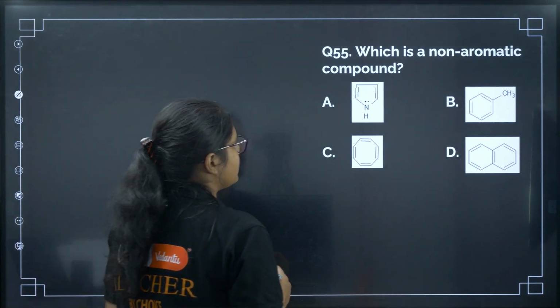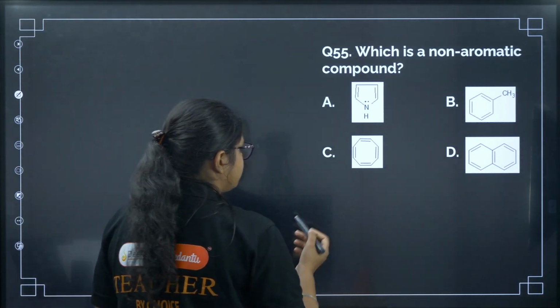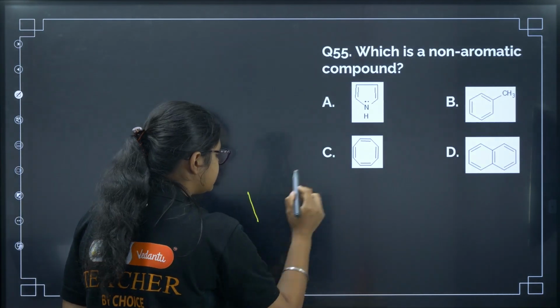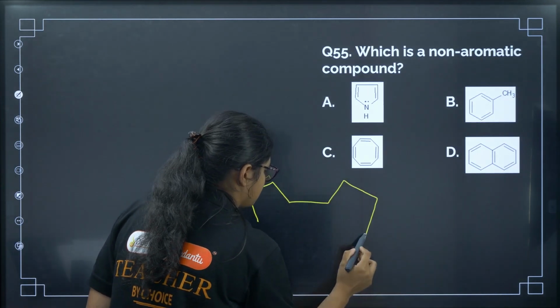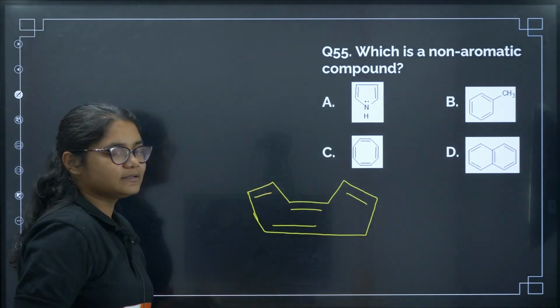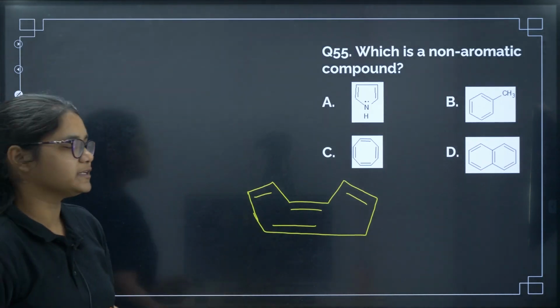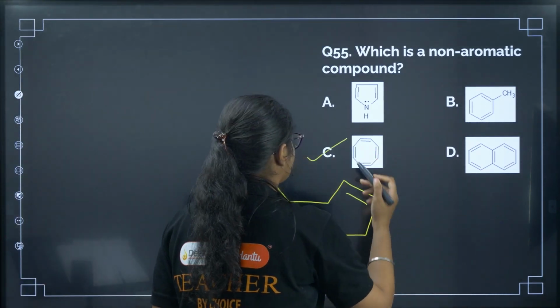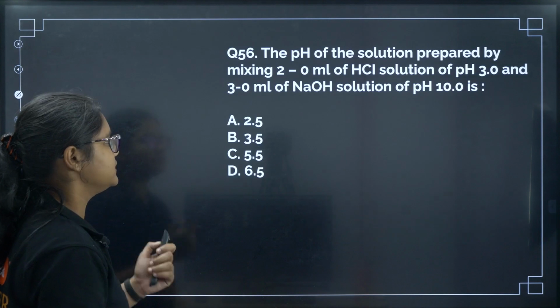Next, which of the following is a non-aromatic compound? If you see this structure, it exists in the form of this one. Because of repulsions, it exists in this form. So all the carbons are not in one plane, so there is no conjugation. So this behaves as a non-aromatic compound. The correct answer is option C.